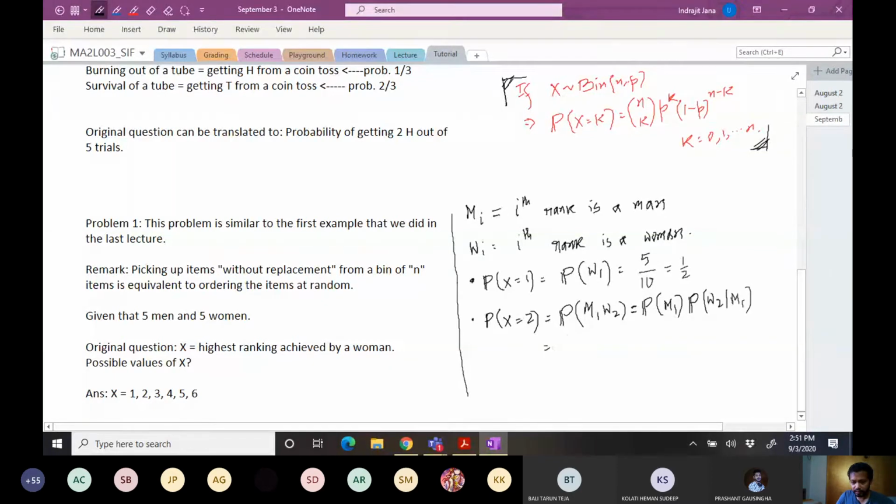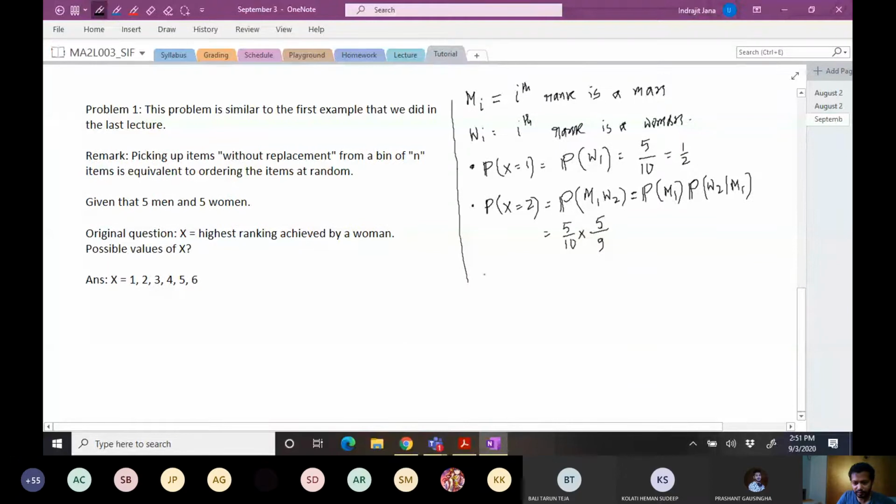and that is going to be, the probability that the first rank is a man, which is 5 over 10, times, given that the first rank is a man, so there are now 9 people left. What is the probability that the second rank is a woman? There are 5 women left, so it's going to be 5 over 9. Let me do one more, and the rest of those will be similar.